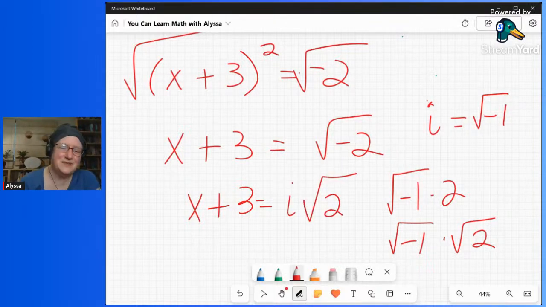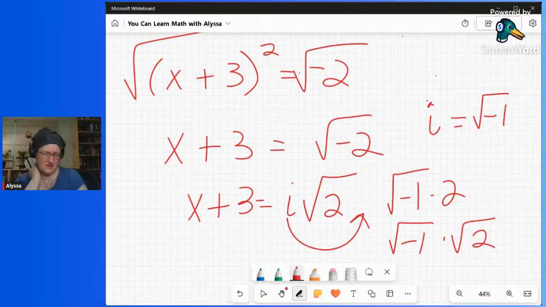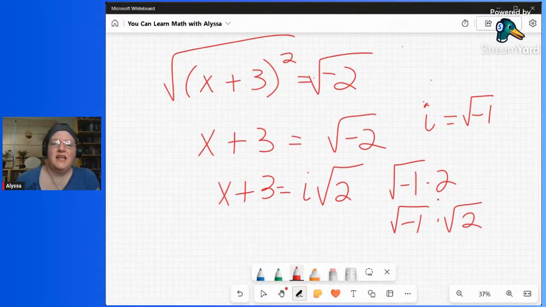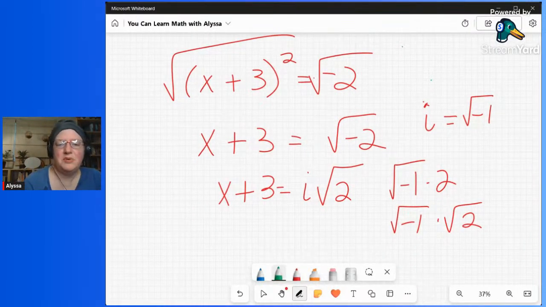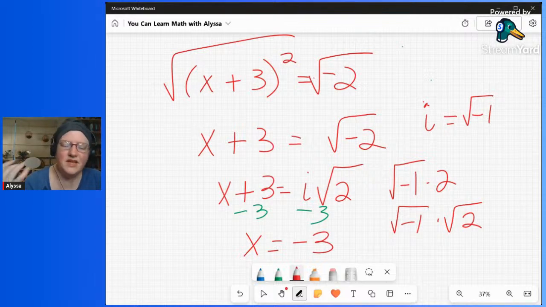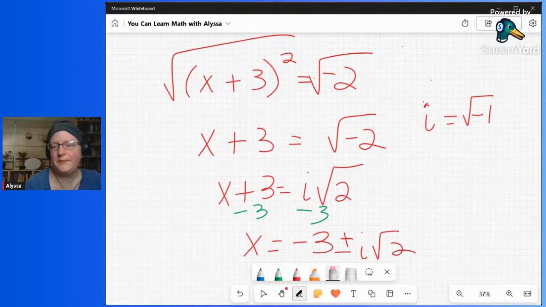I have seen some people that put the i afterwards. I don't really care for that myself because I think it makes it look like the i is under the square root. And then we want to get rid of that positive 3. We want to subtract 3 from both sides, and we get that x is equal to -3. And because it is a square root, we're going to say plus or minus i square root of 2.